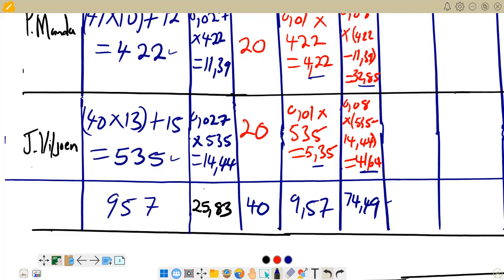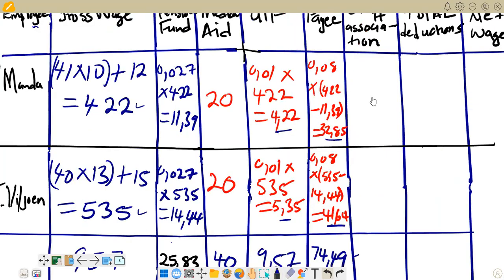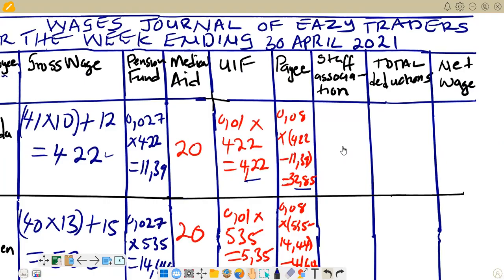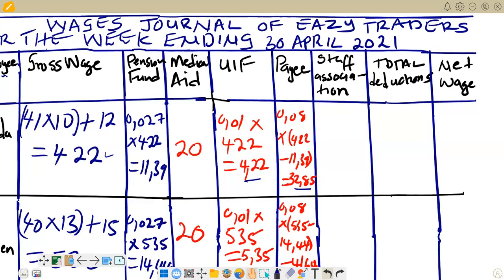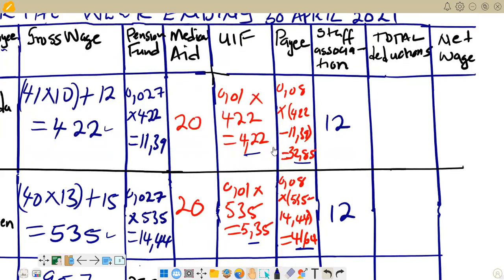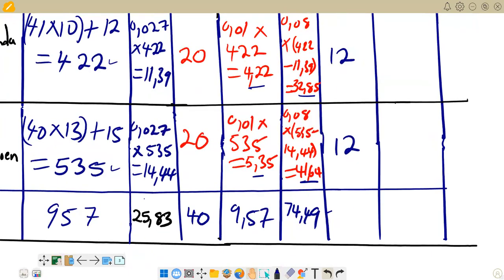Right, so we go to the next column. The next column is staff association. So we go again to see what the question is saying about staff association. All the employees belong to a staff association, and 12 rand per week is deducted from their wage. So this 12 rand is going to apply to both employees. So we are just going to put that 12 rand here, and here also 12 rand. And obviously the total figure is 12 plus 12, and then we get 24.